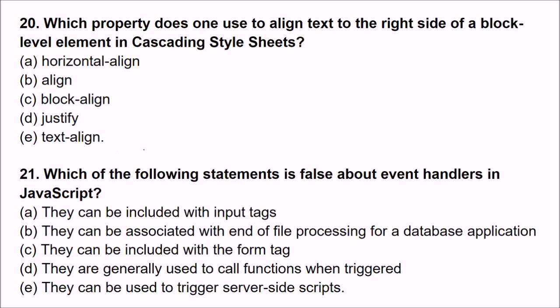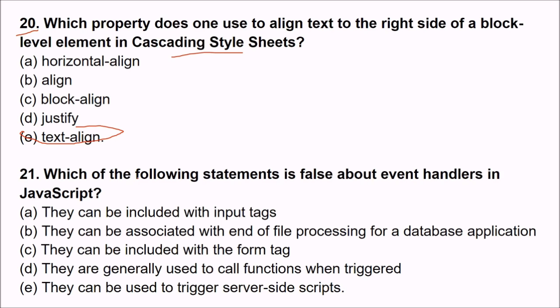20. Which property does one use to align text to the right side of a block level element in CSS? Now this is quite obvious. The answer is simply E, text align. So this text align property we use to align text to the right side of the block level element in CSS. The answer is E, because according to the CSS syntax for text alignment.